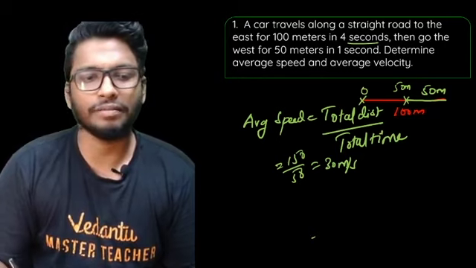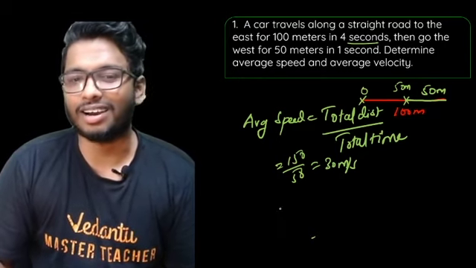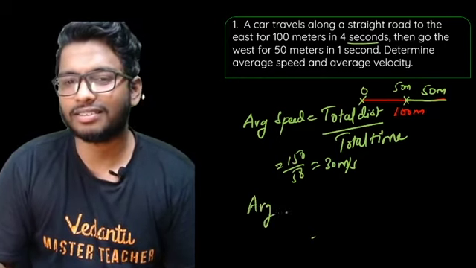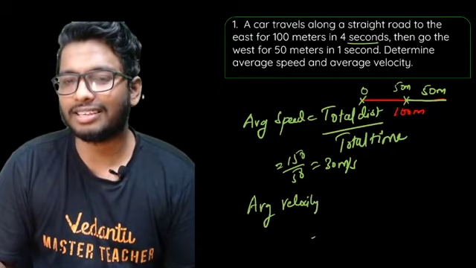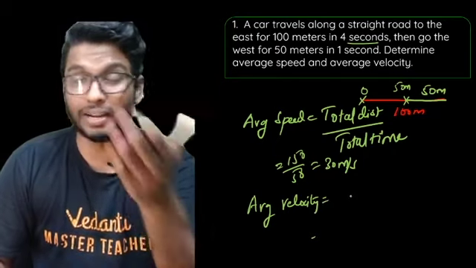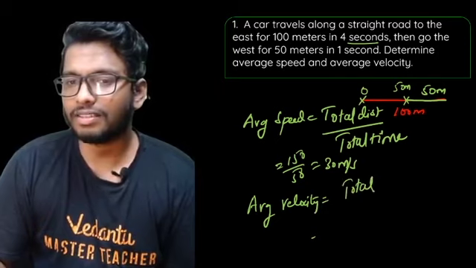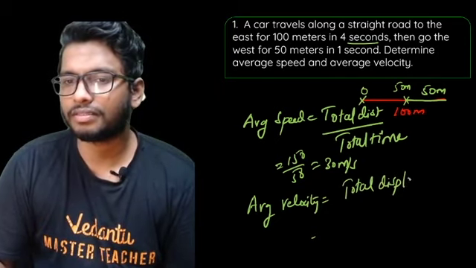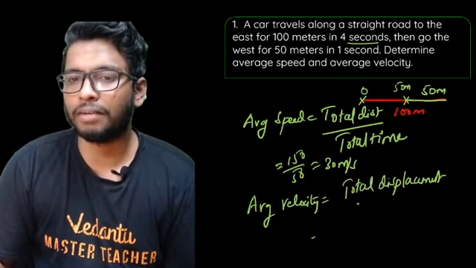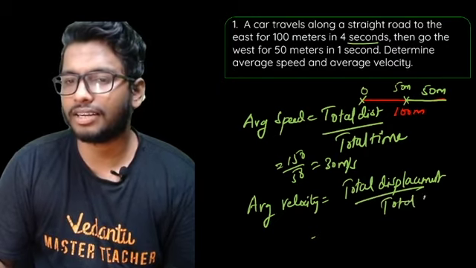All right, anyways. So here, average velocity is equal to total displacement by total time taken. Done.